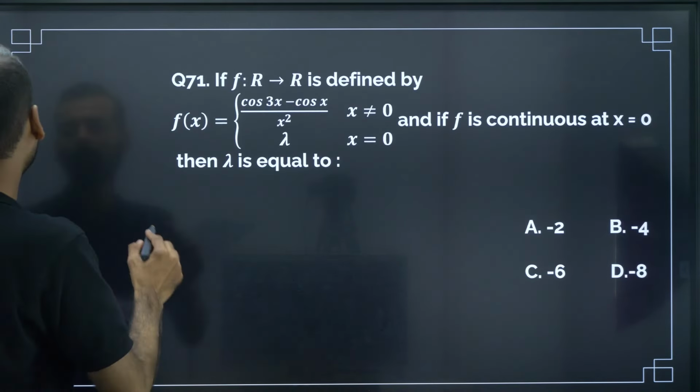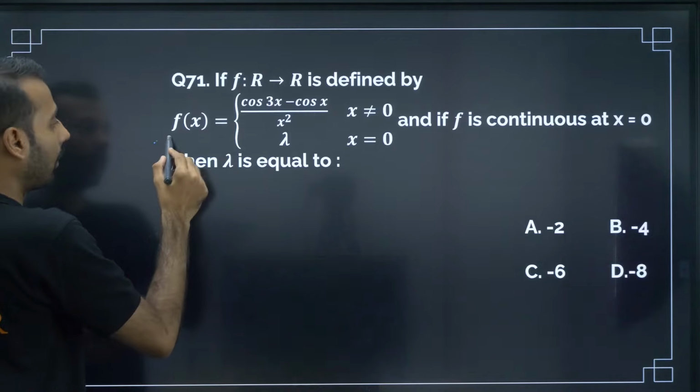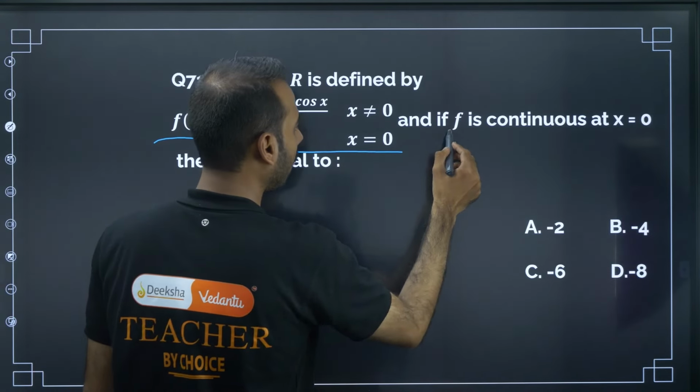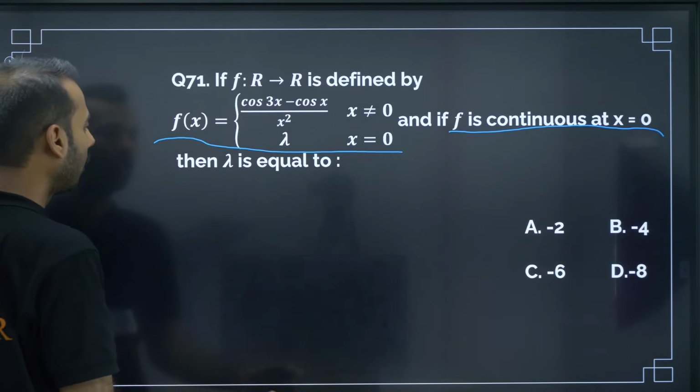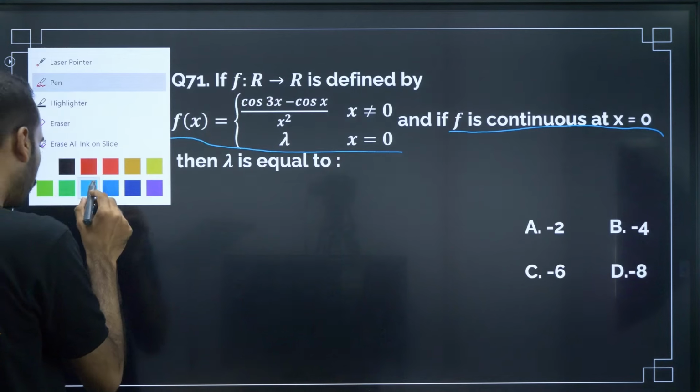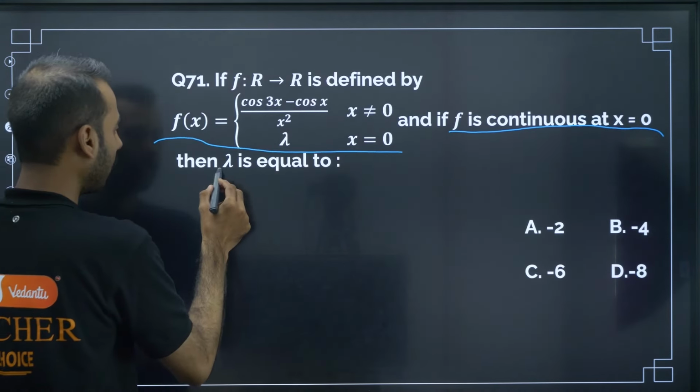If one function they have defined, if function f of x is defined and f is continuous at x equal to 0, then lambda is equal to, then what are they asking?